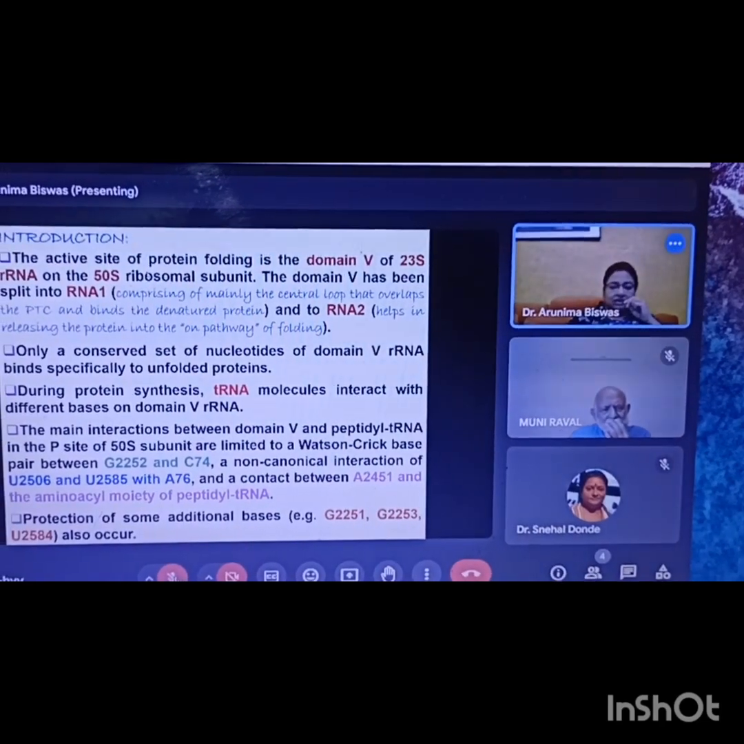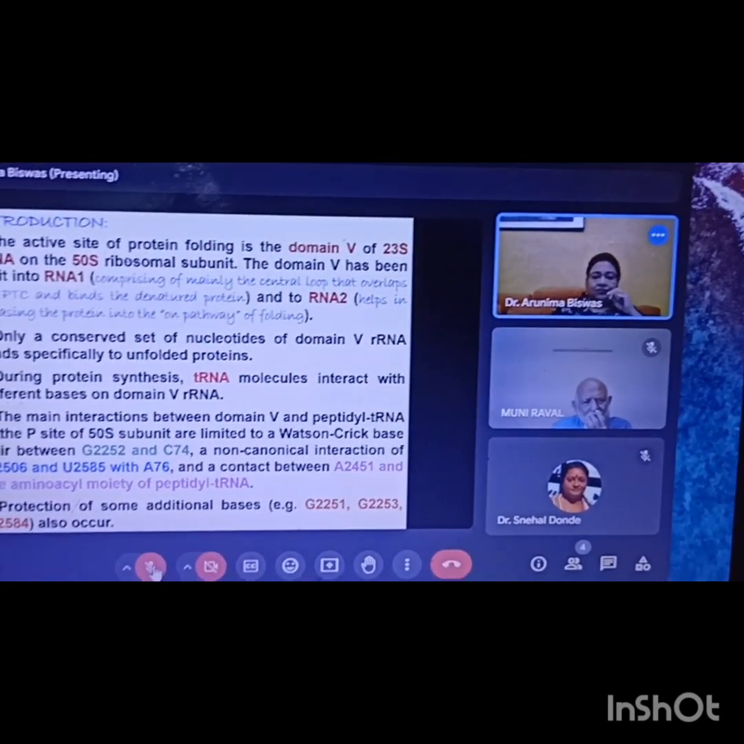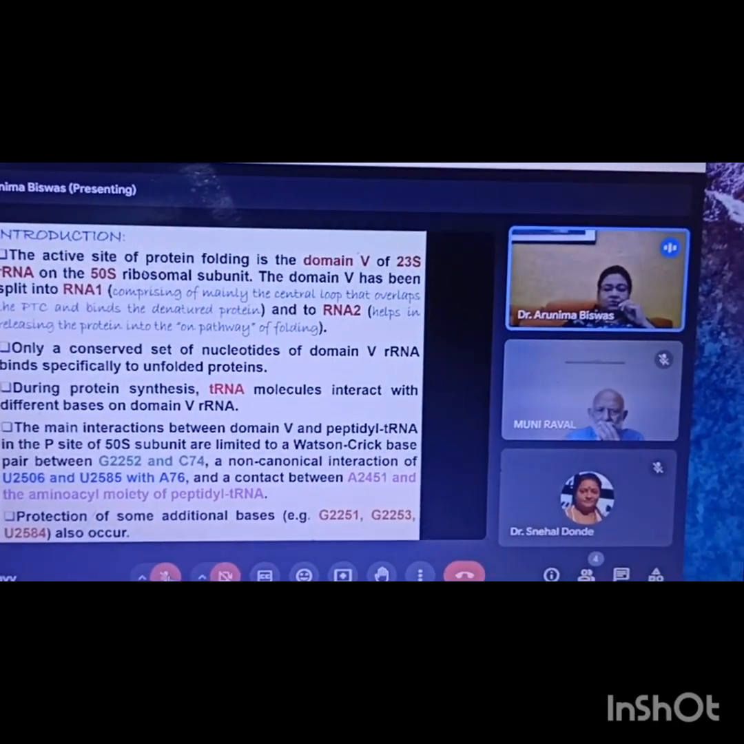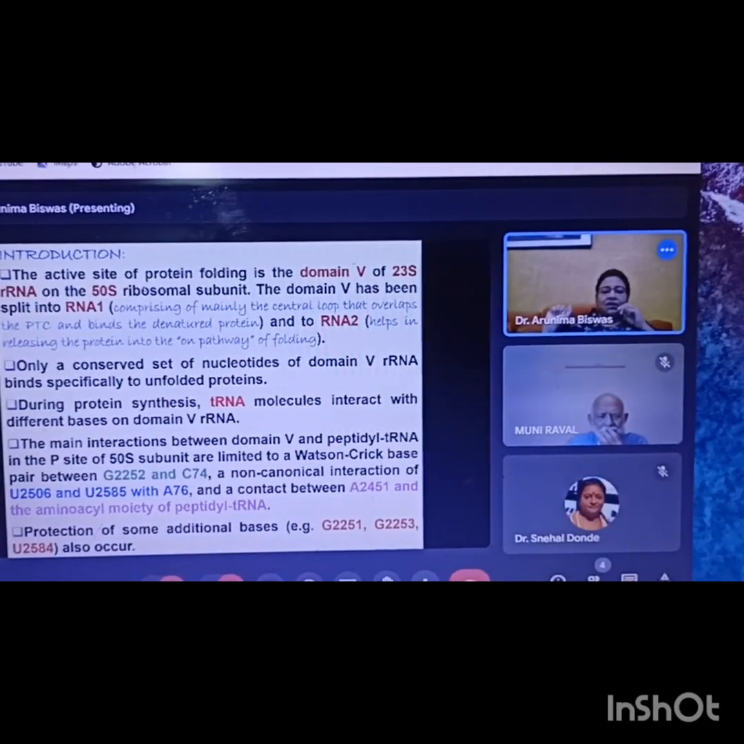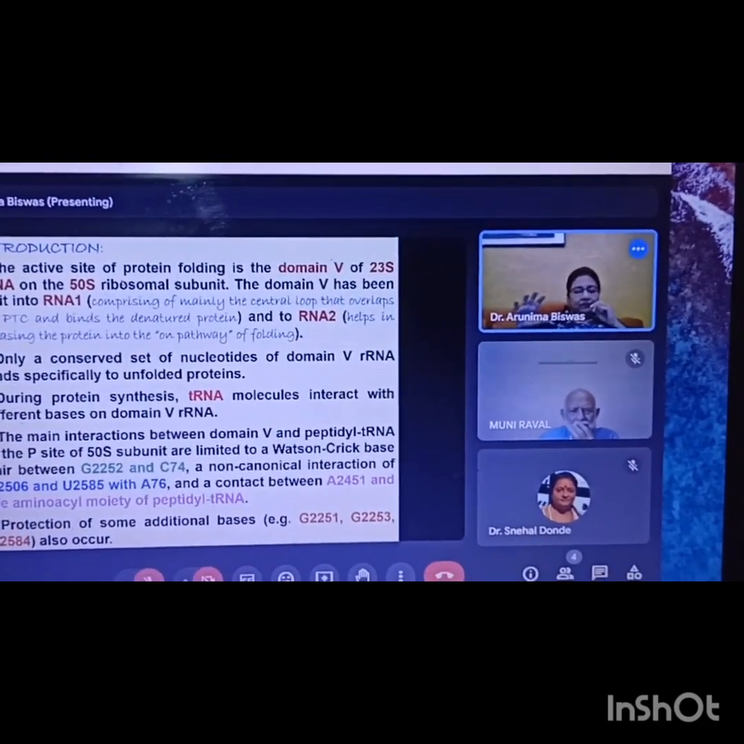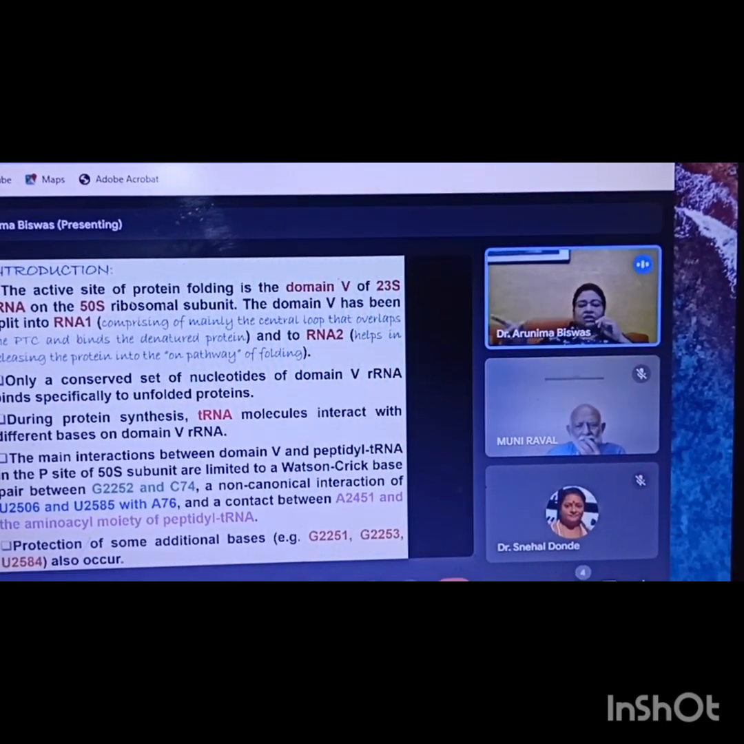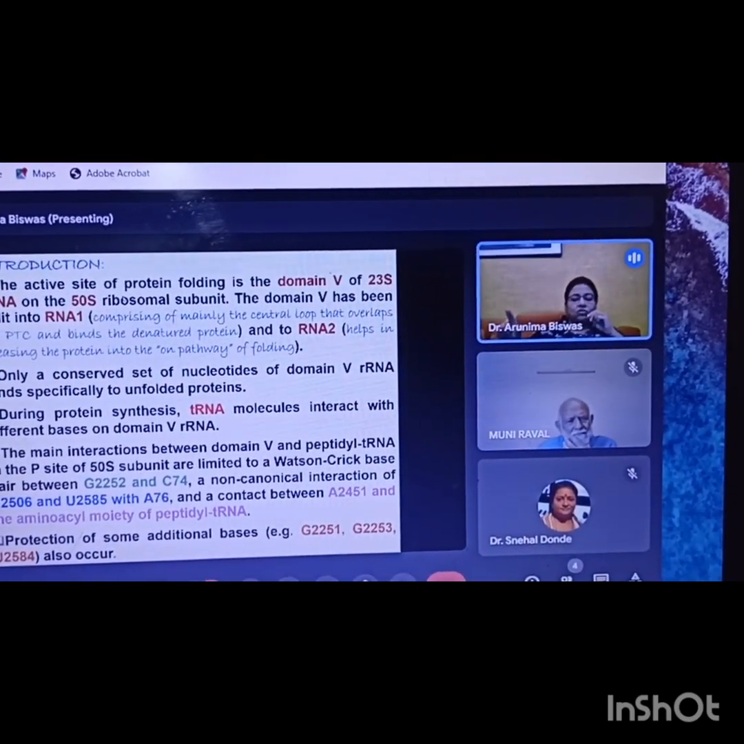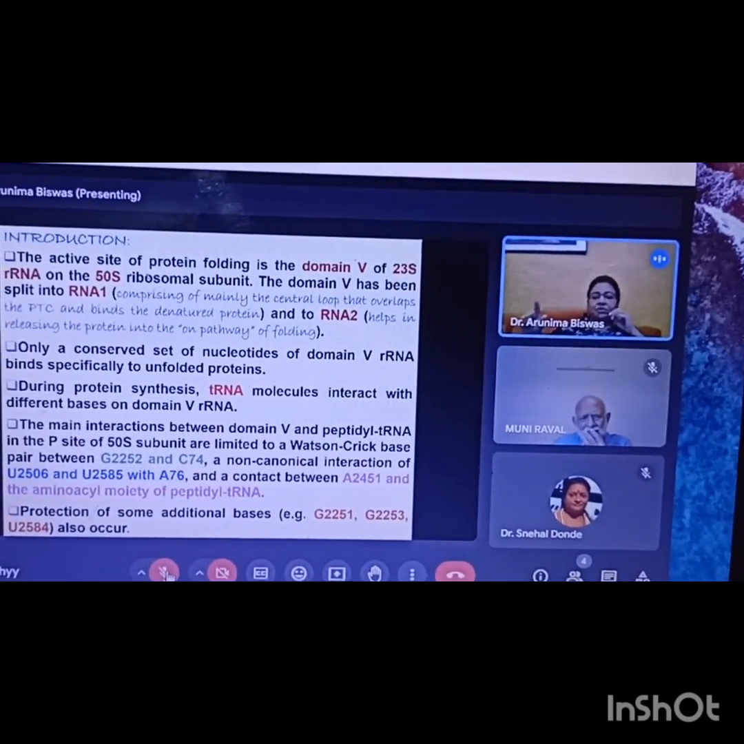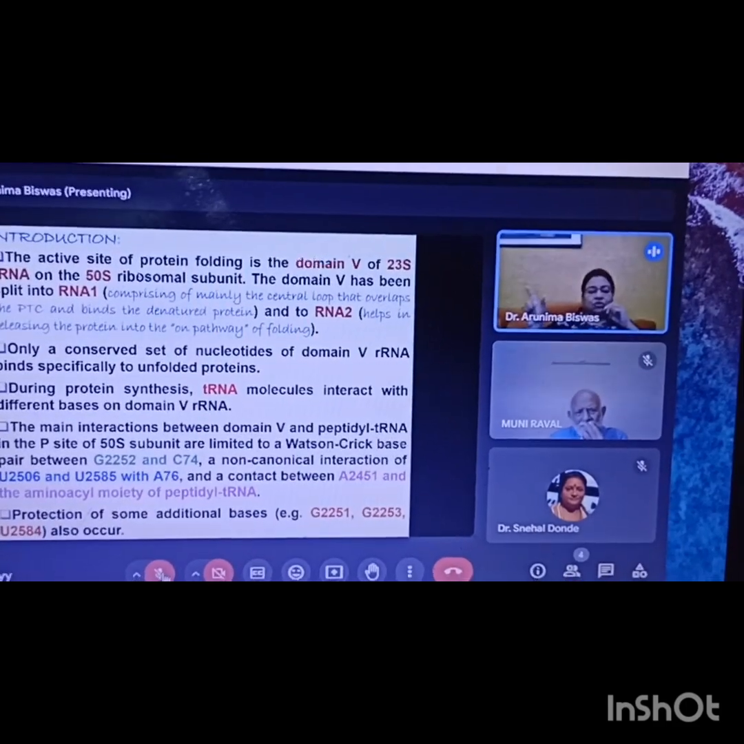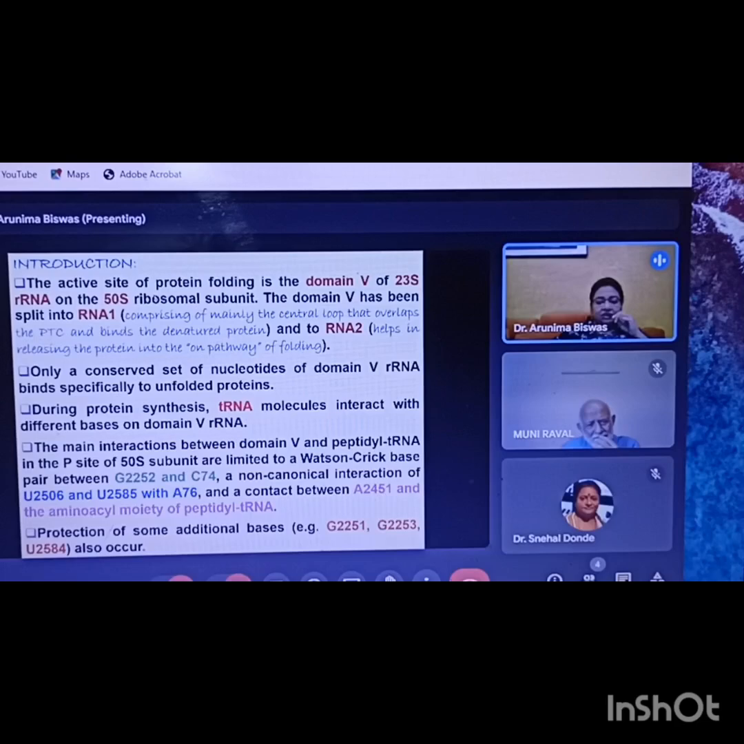Now, during protein synthesis, tRNA molecules also interact with different bases on domain 5. The main interactions between domain 5 and the peptidyl tRNA in the P site of 50S are limited to a Watson-Crick base pair between G2252 and C74. There's a non-canonical interaction of U2585 with A76 of tRNA, and a contact between A2451 and the amino acid moiety of peptidyl tRNA. There are also some additional bases which are protected in the process.